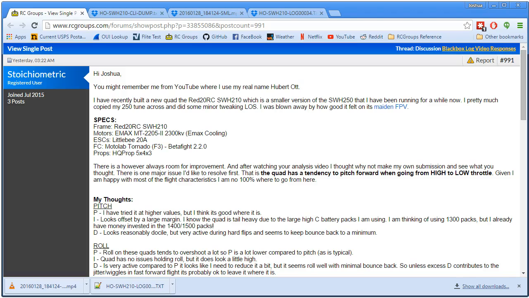Got a submission here from Stoichiometric, who is having problems with coupling of pitch and throttle. This is a very common problem, and I want to just talk about it in general a little bit before we look at your data.